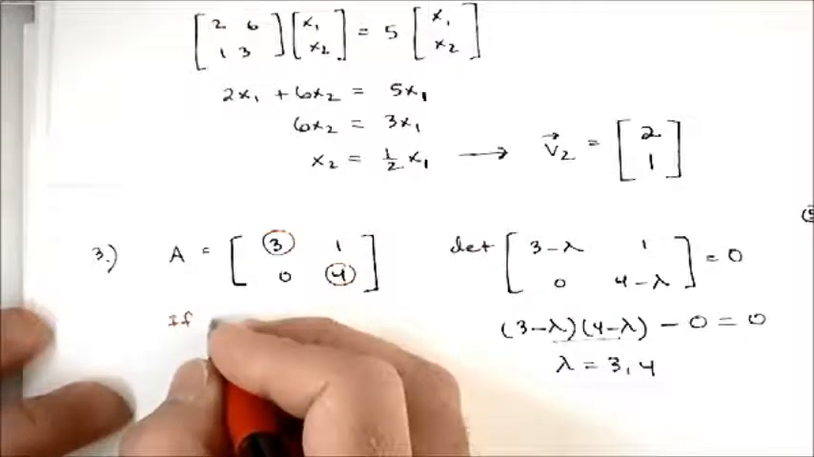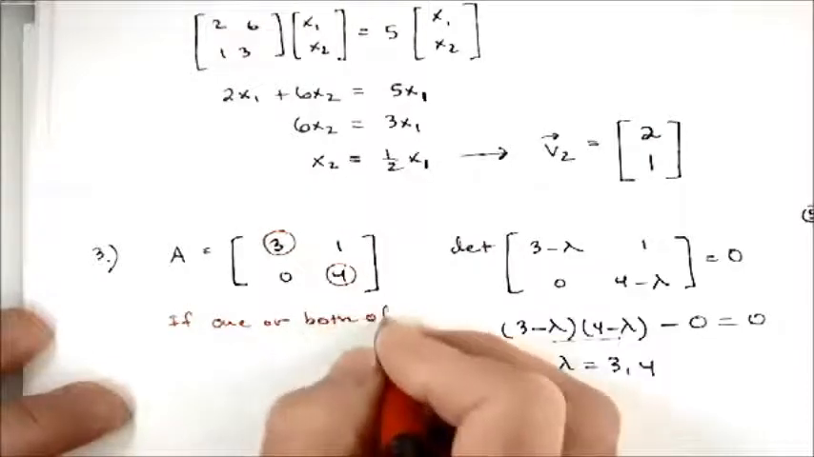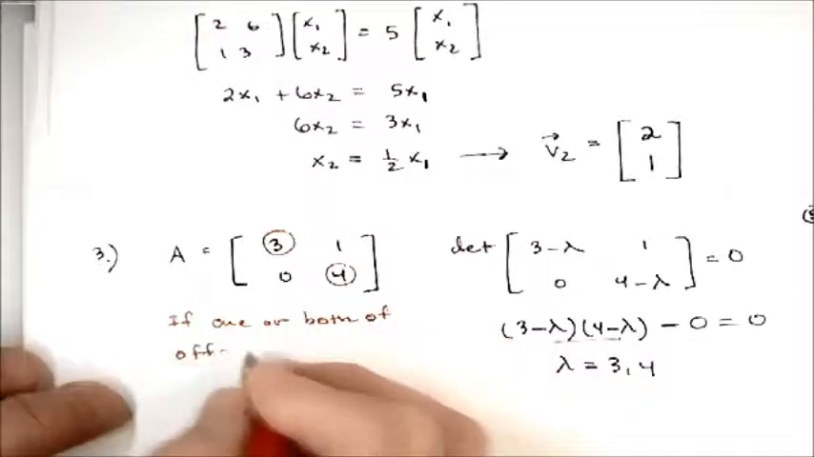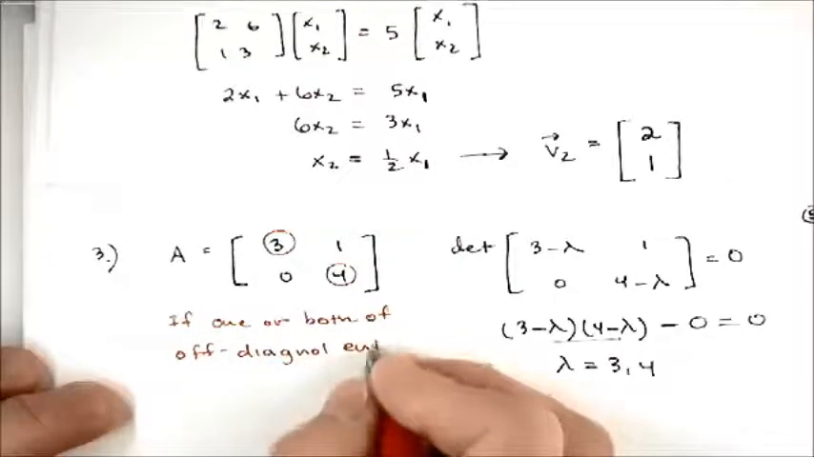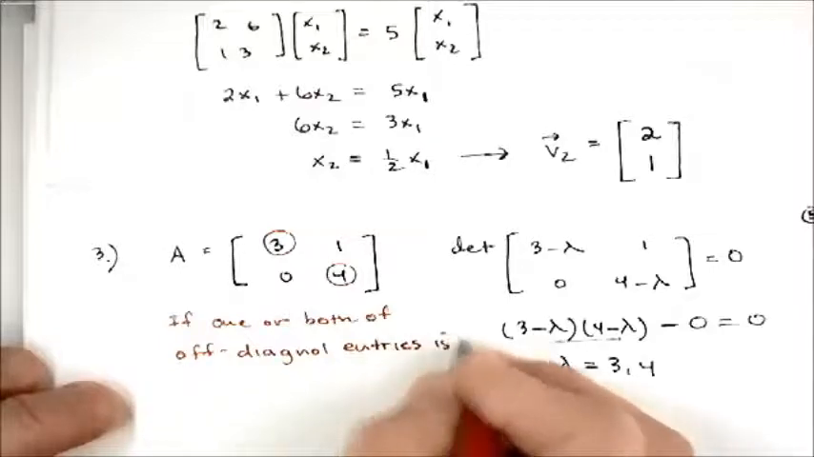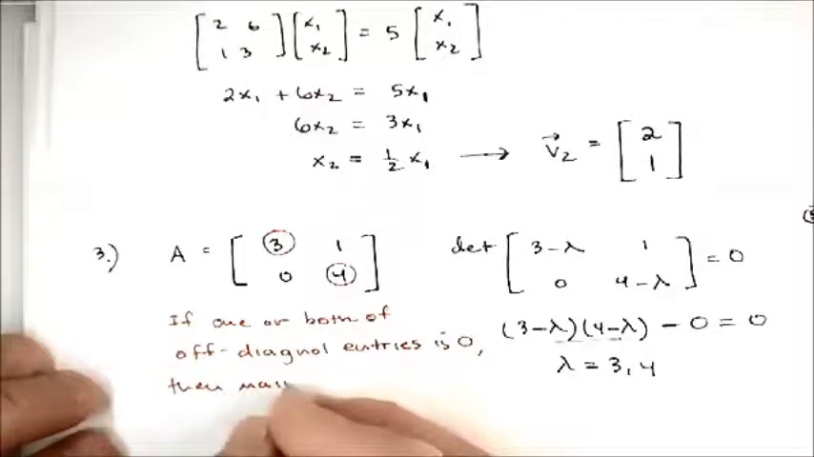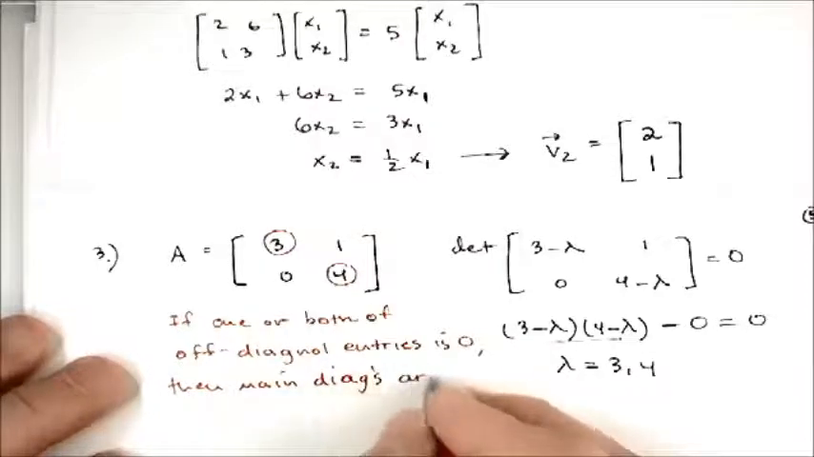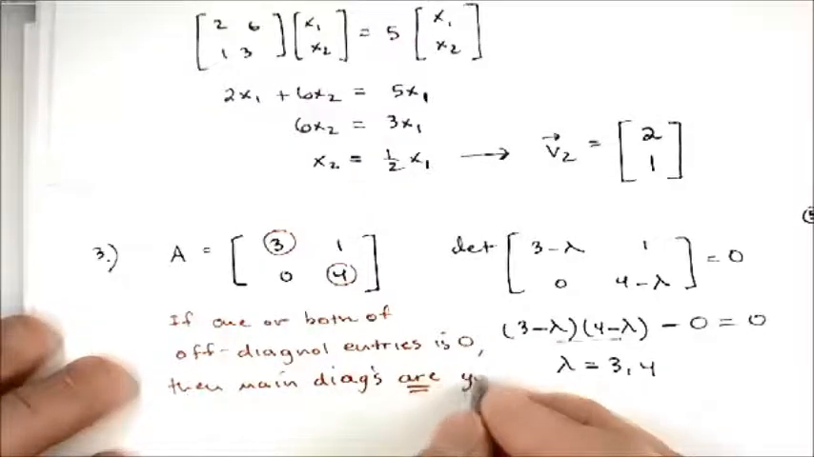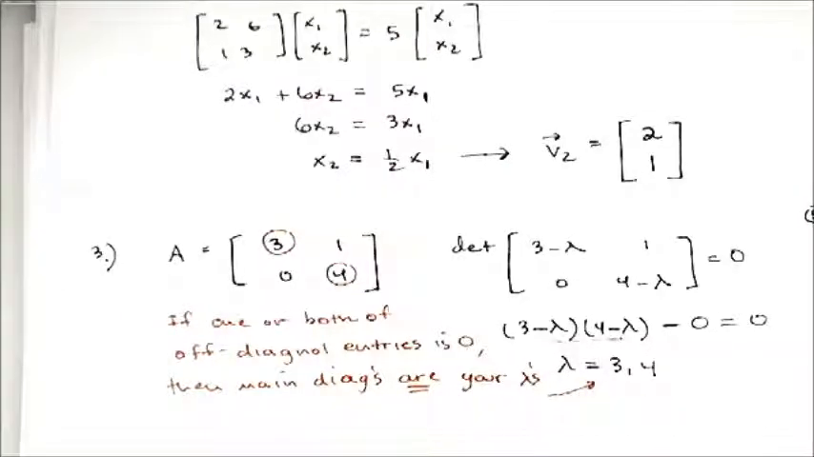So if one or both of your off diagonal entries is 0, then I guess we could say the main diagonal entries are your eigenvalues. The main diags are your lambdas. That's what we've got going on right here.